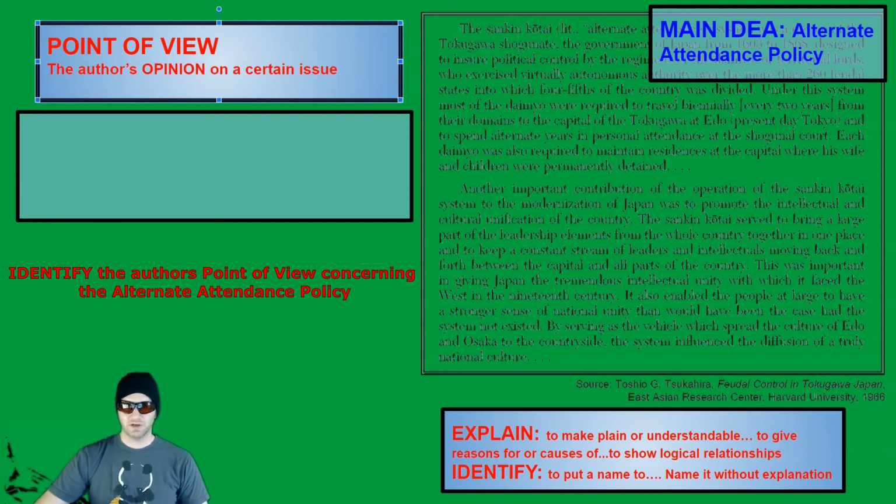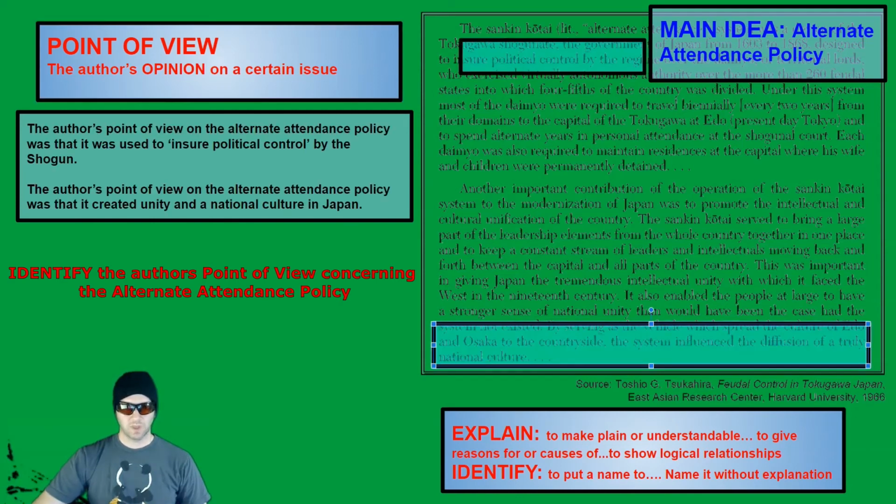So what is the author's opinion on the alternate attendance policy? Okay, so we're going to identify, and there are two answers that I see. One is the author's point of view on the alternate attendance policy was that it was used to ensure political control by the shogun. And the second answer could be, you only need one of them, the author's point of view on the alternate attendance policy was that it created unity and a national culture of Japan. Political control, national culture. You would be fine if you actually did both.